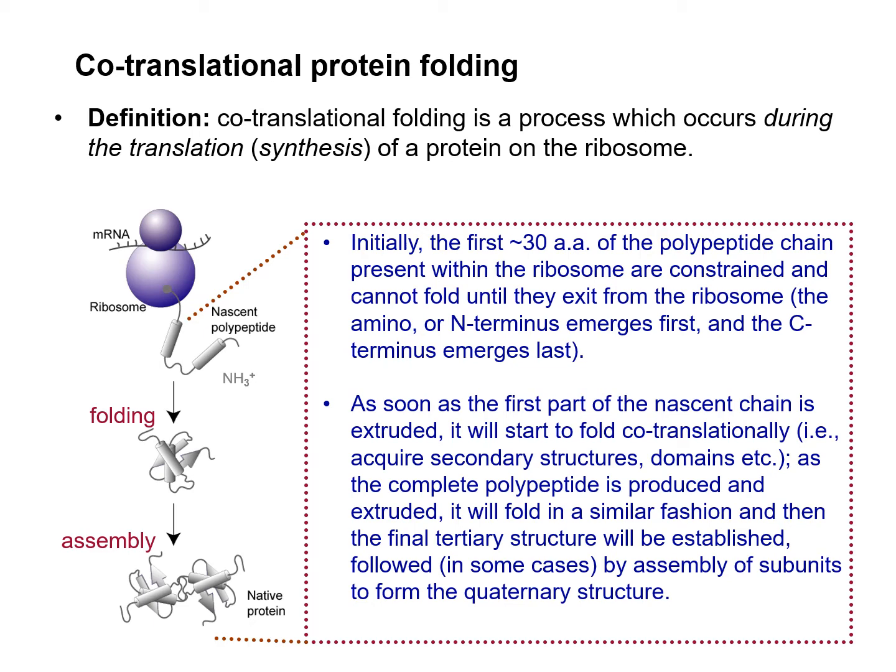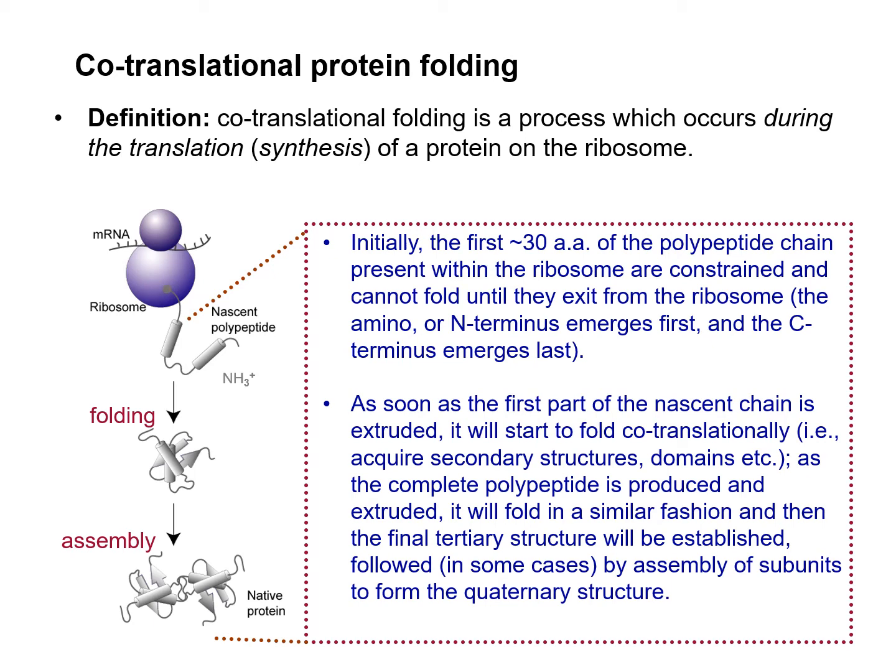And as soon as the first part of the nascent chain is extruded, it will start to fold co-translationally. So both translation and protein folding happen at the same time, which makes the secondary structure of these N-terminal regions, and then it continues to the other regions of the polypeptide.